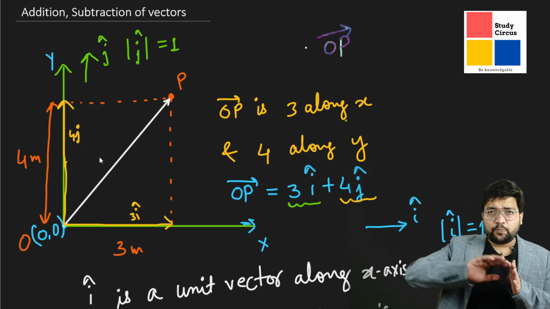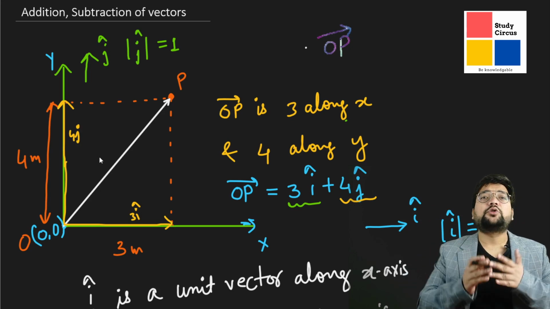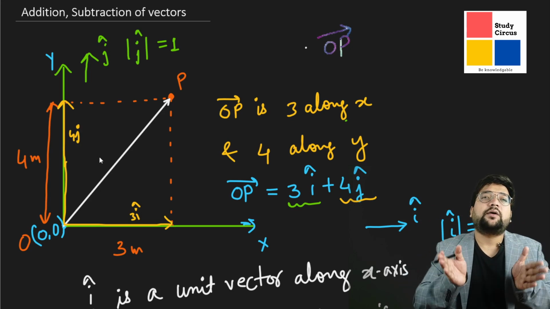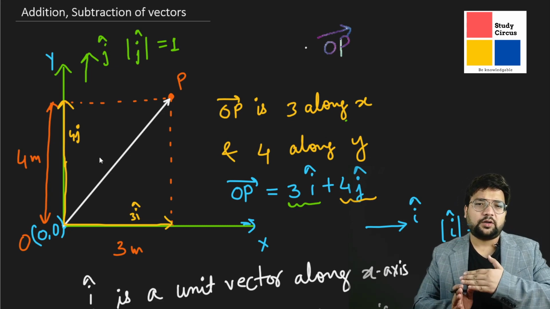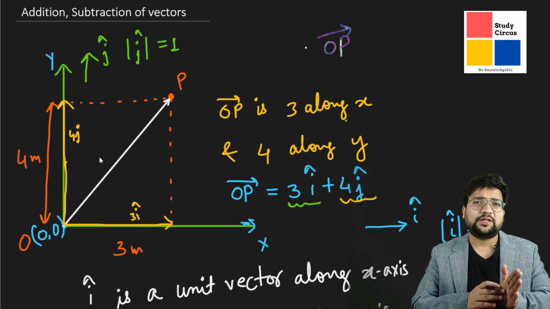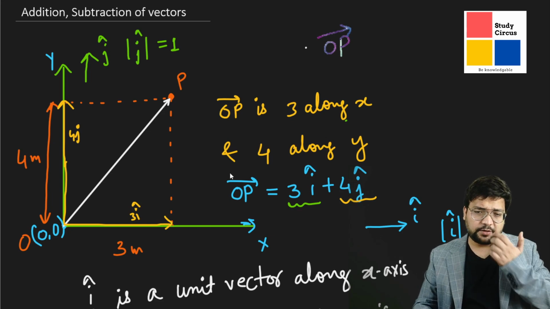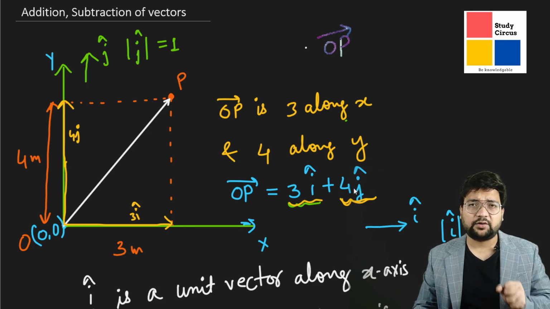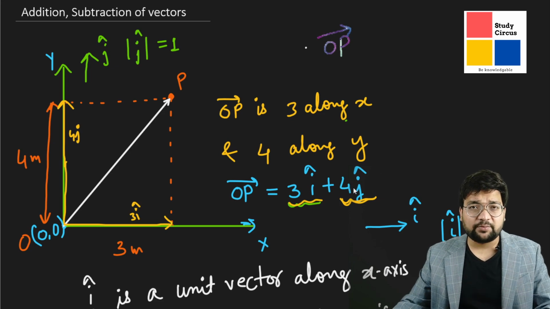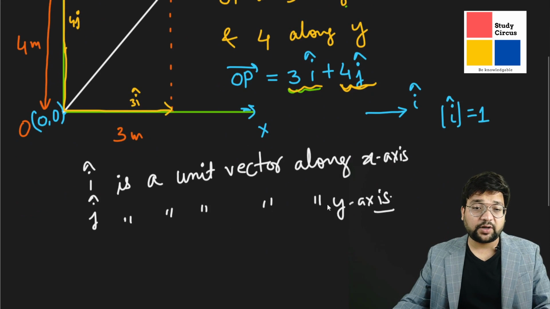So this OP vector has been resolved, broken into its components. 3i that is along x, 4j that is along y. So OP you wrote as its components along x and y. So this is the way we represent the vector OP. The same thing can be done for any vector, okay? The same thing can be done for any vector.